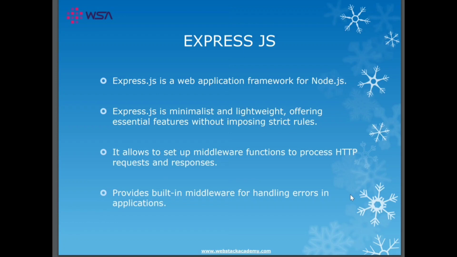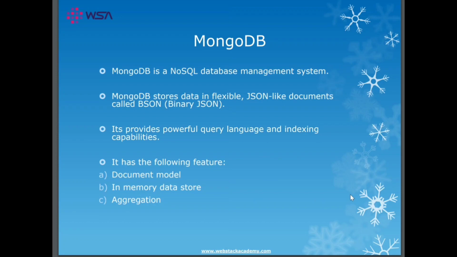Now let's move to another slide, that is MongoDB. MongoDB is a NoSQL database management system, and it stores data in flexible JSON-like documents called BSON, and it provides a powerful query language and indexing capabilities. It has the following features, that is the document model. It is a powerful way to store and retrieve data in any modern programming language.